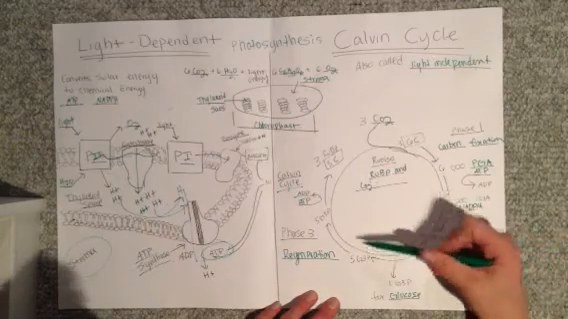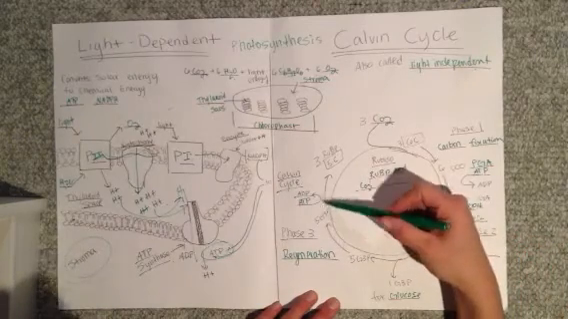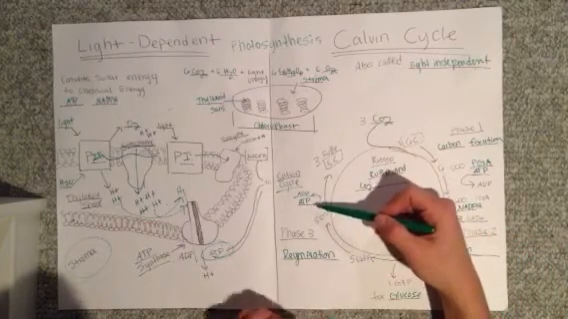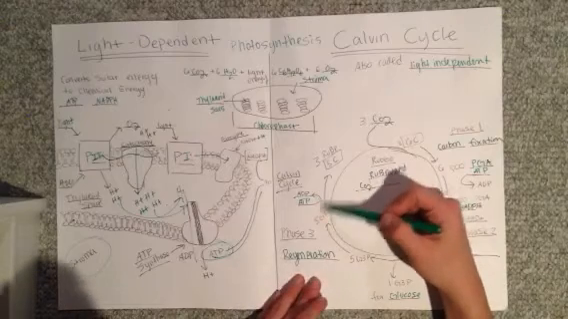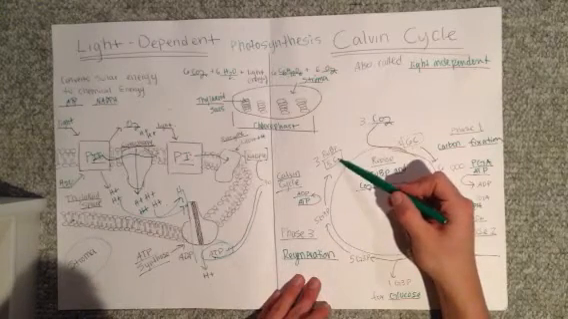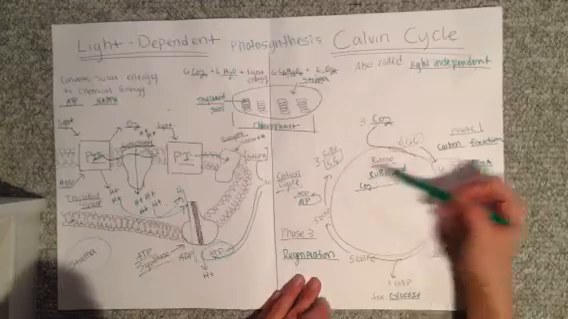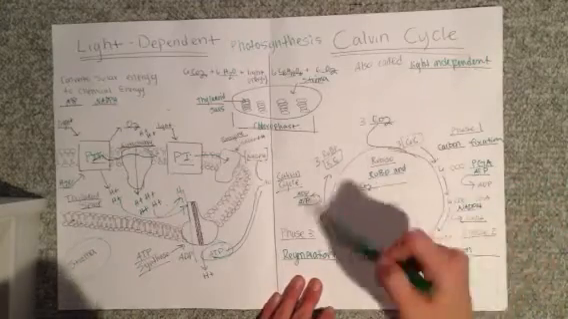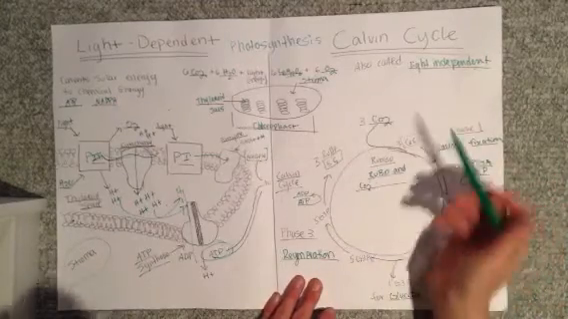In the regeneration, the G3P is going to come up, ATP is going to give off its phosphate, and this is going to come back up into RuBP, which is the 5-carbon sugar. And so this process is just going to go over and over and over until it creates glucose.